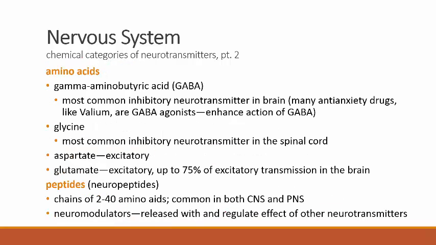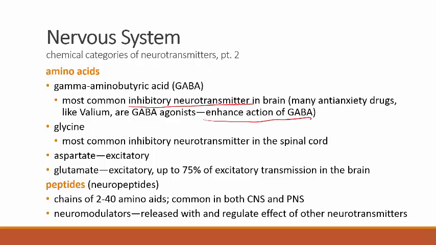Okay, a third chemical category is amino acid neurotransmitters, and there's a number of them. Gamma aminobutyric acid, also called GABA, is the most common of the inhibitory neurotransmitters that we find in the brain. So a lot of anti-anxiety drugs, Valium, for instance, are GABA agonists. That is, they enhance this inhibitory action of GABA.